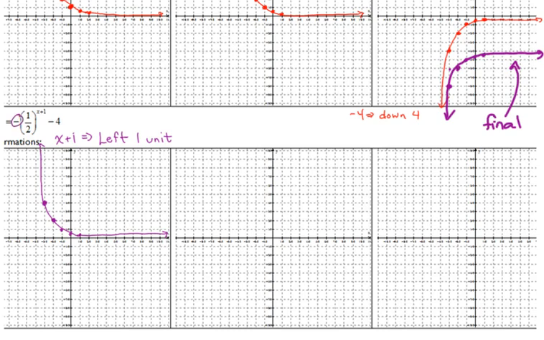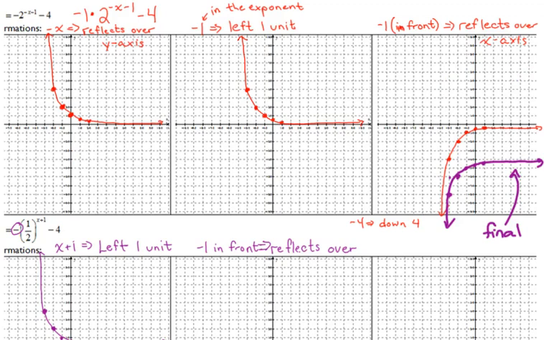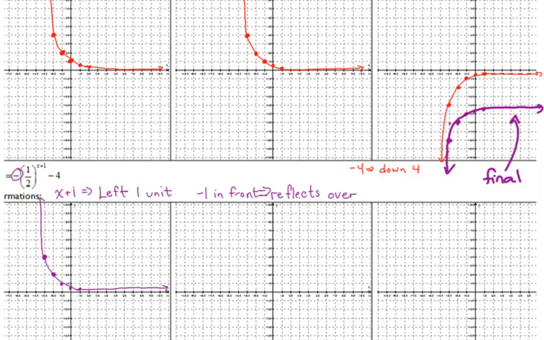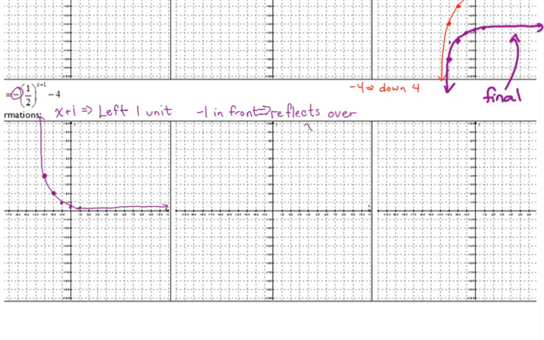Then we have to worry about that negative in front. Negative 1 in front. What did we say that did? What did it just do in the last example? It makes all your y values opposite, so it reflects over... The answer is right up here. Negative 1 in front reflects over what? The x-axis. So it's going to take all those values and flip them over the x-axis.